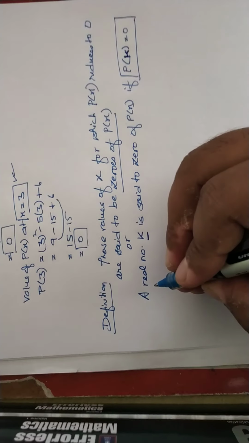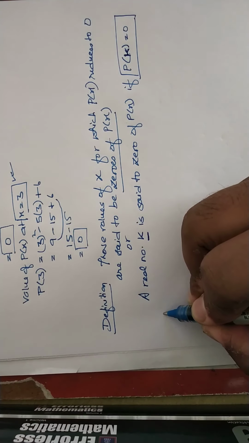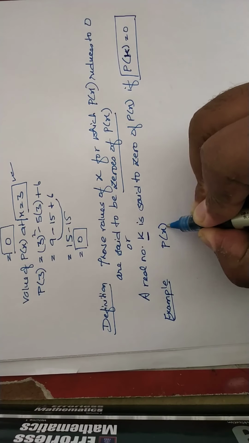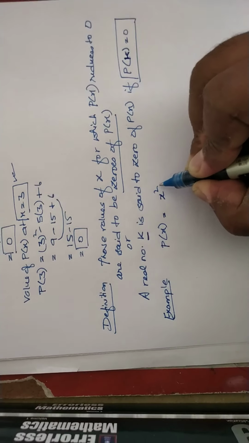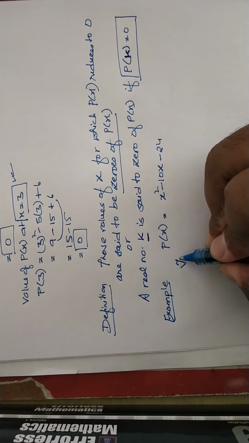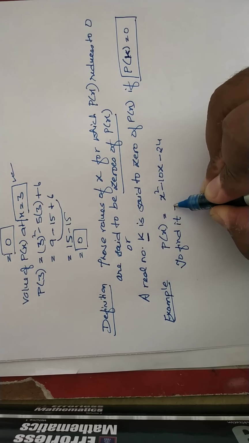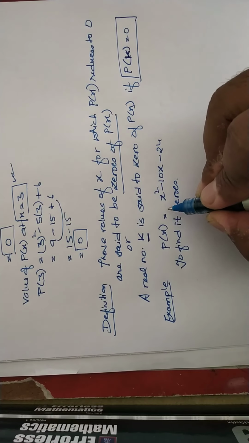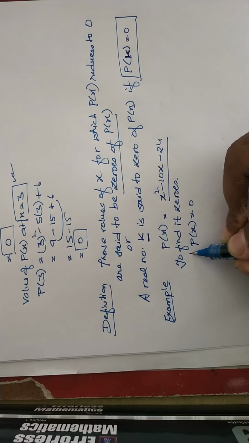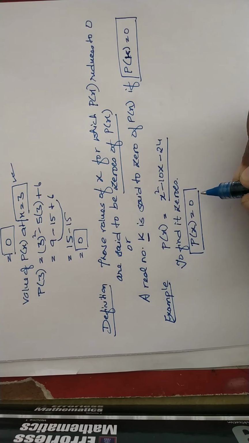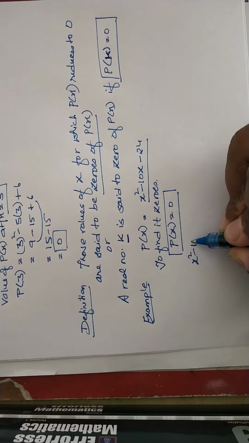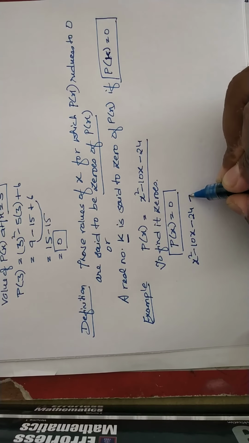Now, how to find the zeros of p(x)? For example, let p(x) equal x square minus 10x minus 24. To find its zeros, we mean to say those values of x for which this polynomial reduces to 0. We will write it as p(x) equal to 0. We will solve this equation and find out those values of x which satisfy this equation. So x square minus 10x minus 24 equals 0.